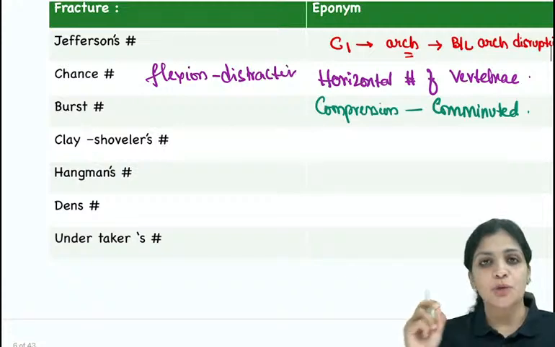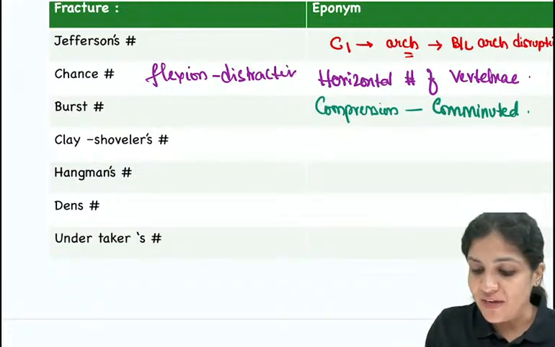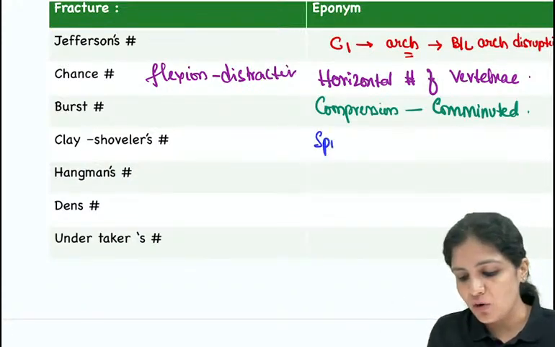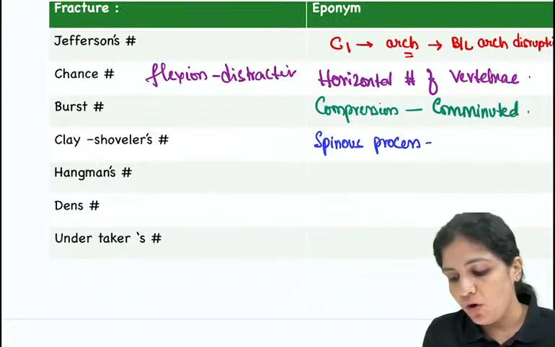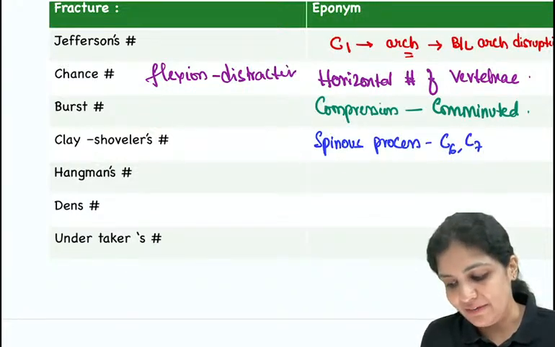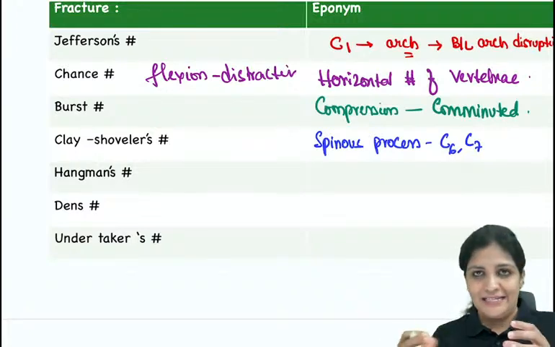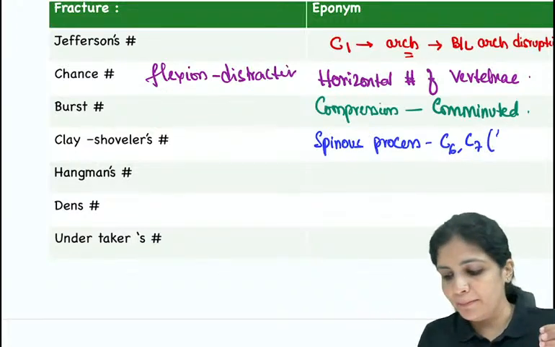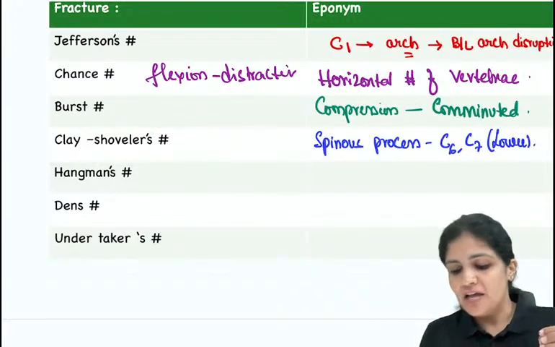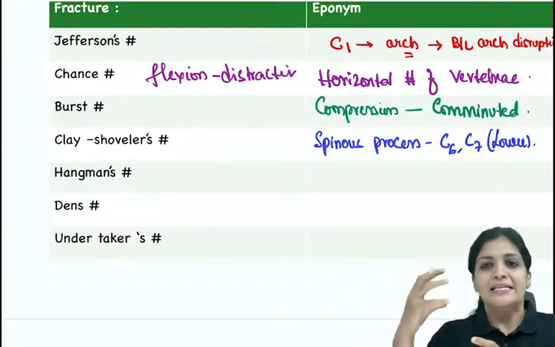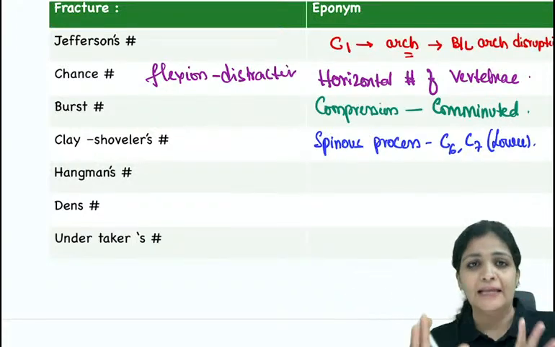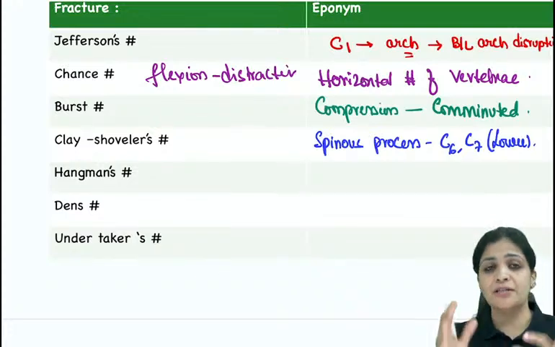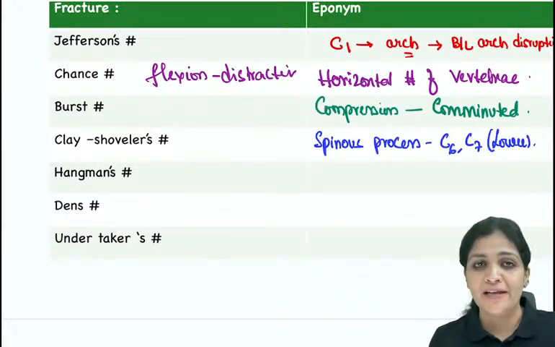Then what is Clay-Shoveler's fracture? Clay-Shoveler's fracture is a very simple fracture of the spinous process of C6 or C7, right? So these are the lower areas, right? Lower vertebrae. You remember it as lower vertebrae. So the spinous process of C7, C6, only the spinous process area. Whenever it is fractured, this is called a Clay-Shoveler's fracture.